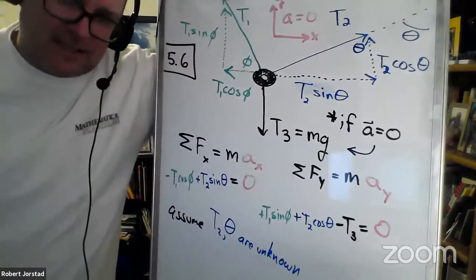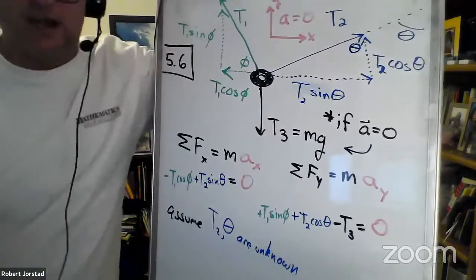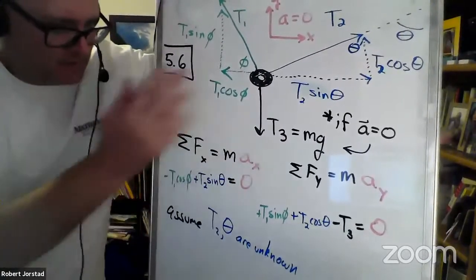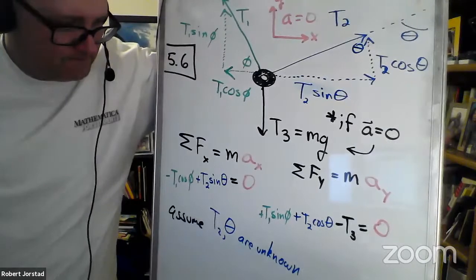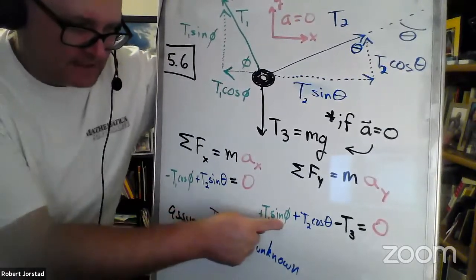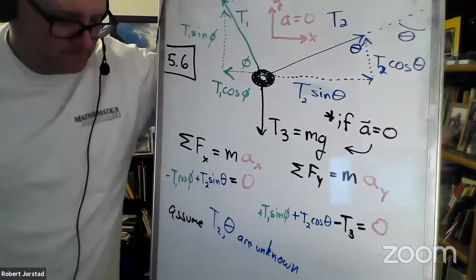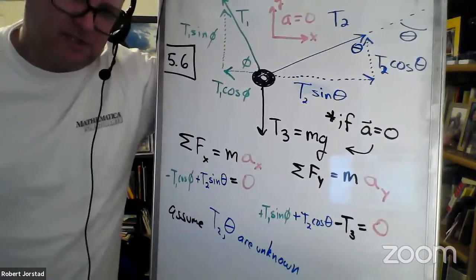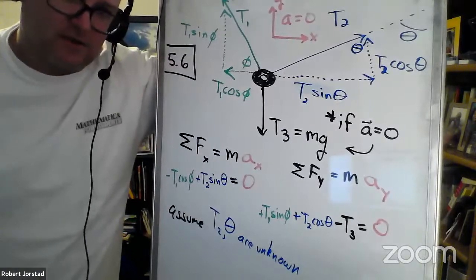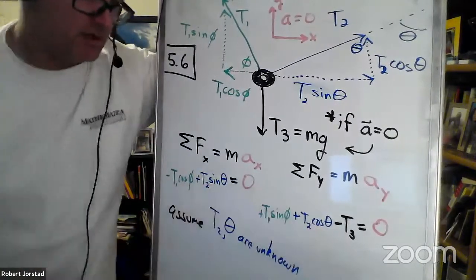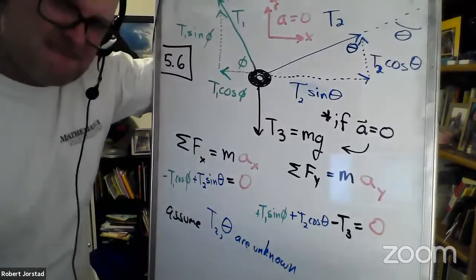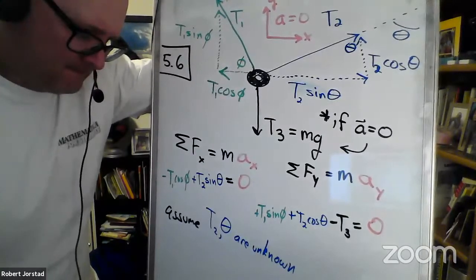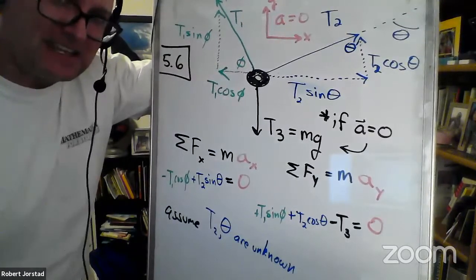Does anybody have an idea what you would try? Just unmute or throw it in the chat. How would you solve this gunk for theta? Assume T1 is known, phi is known, T3 is known. So basically, only the blue stuff is unknown. Two equations, two unknowns. It's slightly sneaky, isn't it?